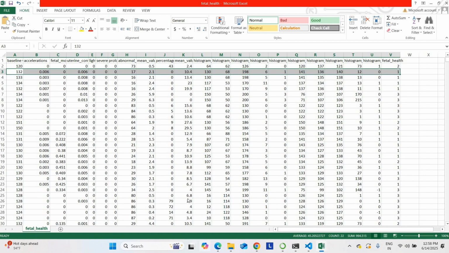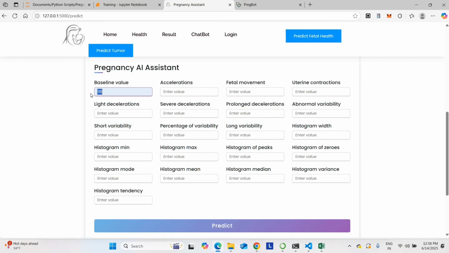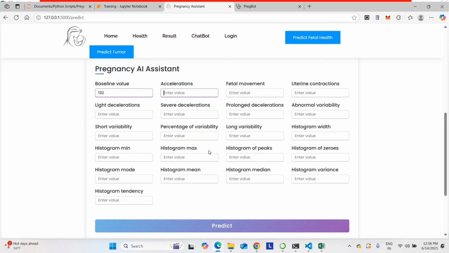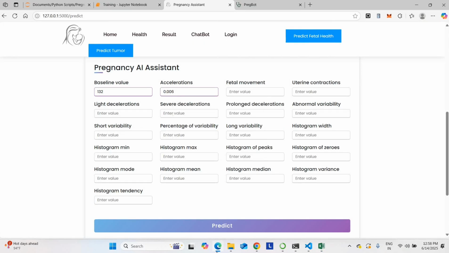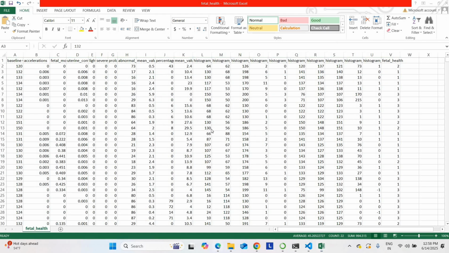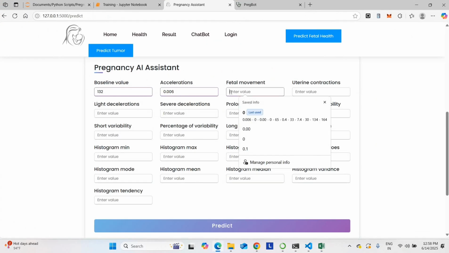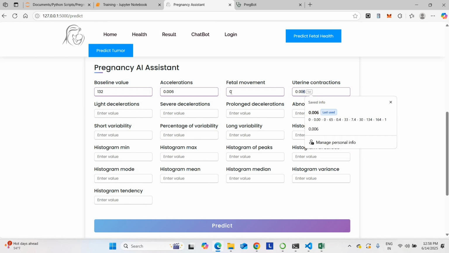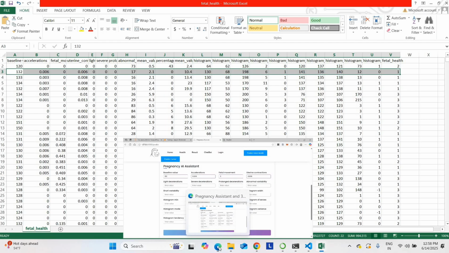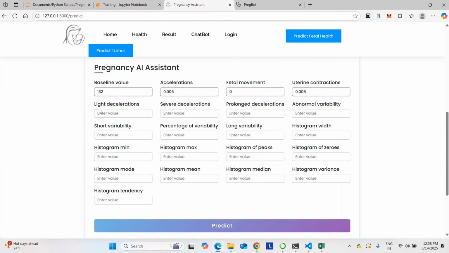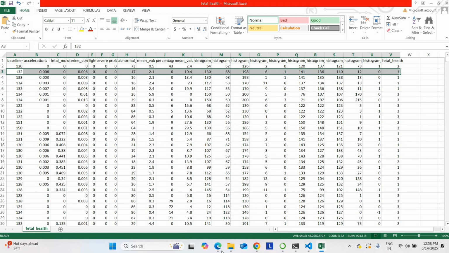So I can go for this row: 132, 0.006. I have to feed all the data here. Example data I'm taking, you can give your own data also. I'm just again saying you can feed your own data also. 132, 0.006, then 0, again 0.006, 0, 0, light decelerations 0, severe decelerations 0, prolonged decelerations 0.